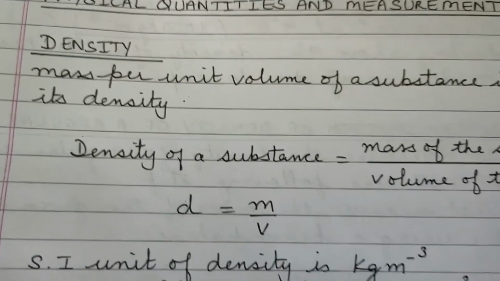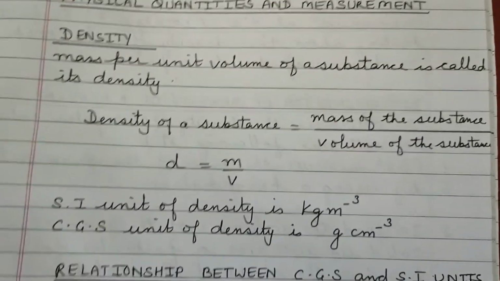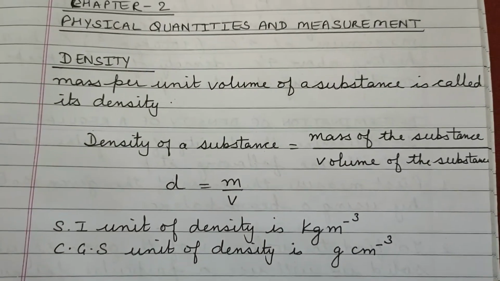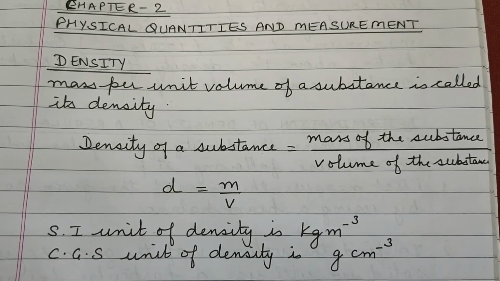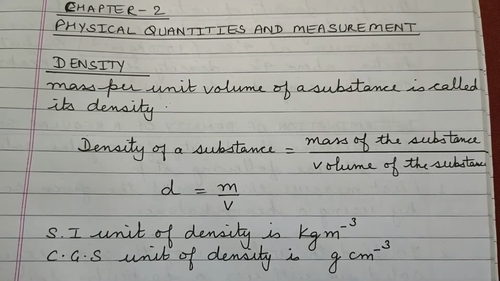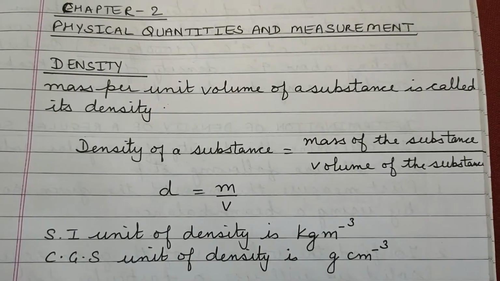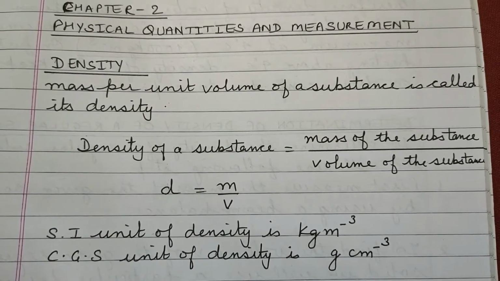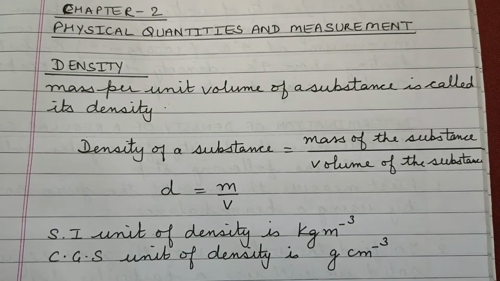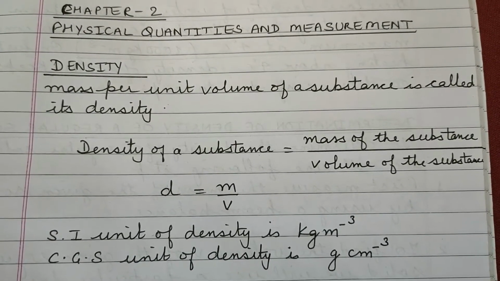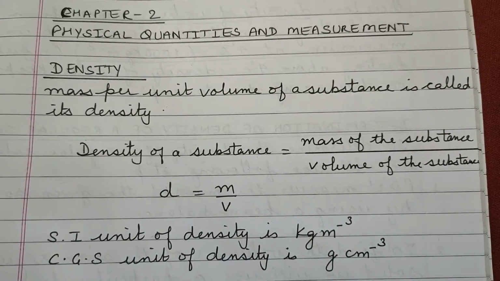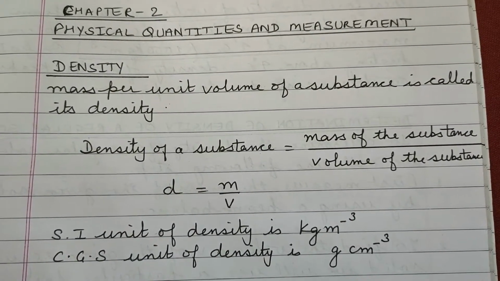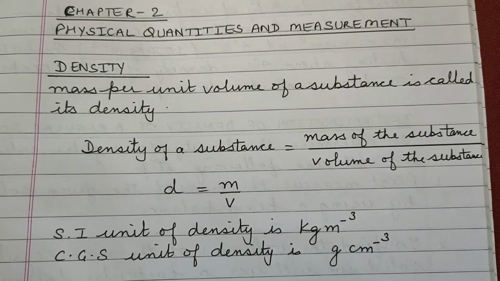Density is defined as mass per unit volume of a substance, and if you are going to write it in the form of a formula, you can write it as D is equal to m by V, where D is the density of the substance, m is the mass of the substance, and V stands for the volume of the substance. The SI unit of density is kg per meter cube, whereas the CGS unit of density is gram per centimeter cube.